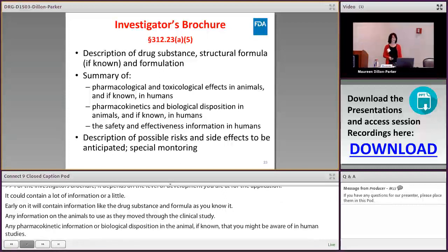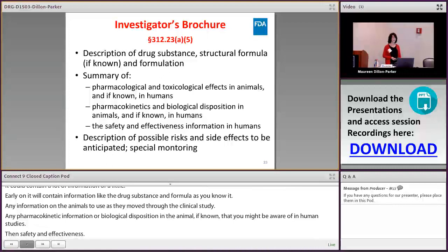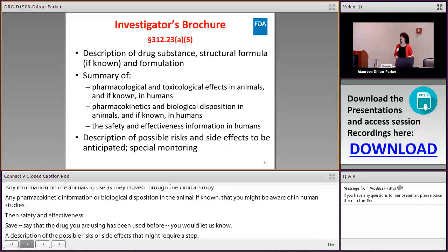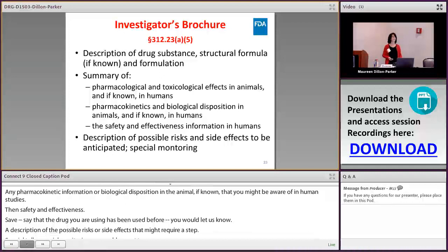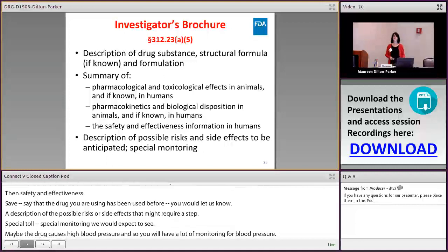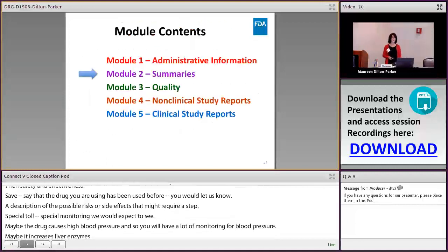And then, a description of any of the possible risks or side effects might require special monitoring that we'll expect to see. Maybe the drug causes high blood pressure in a lot of people, so you're going to have a lot of monitoring for blood pressure, or maybe it increases liver enzymes, so you're going to want to have a couple more blood draws. So just let us know how you're going to deal with those as special monitoring.